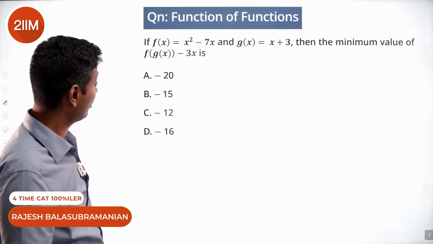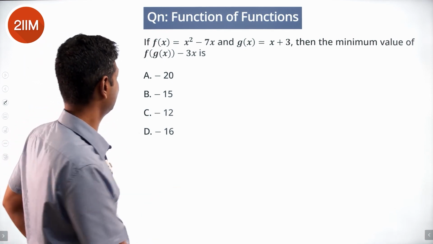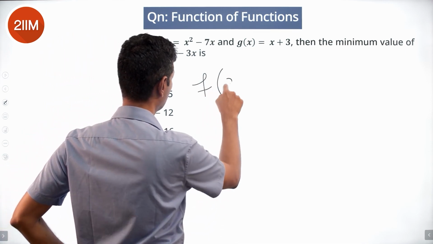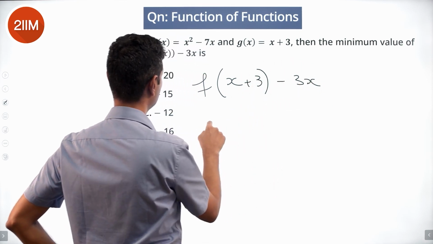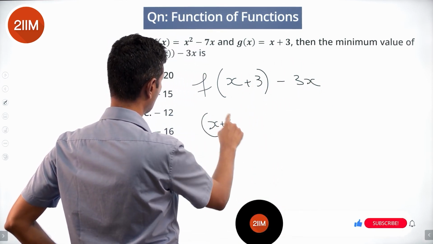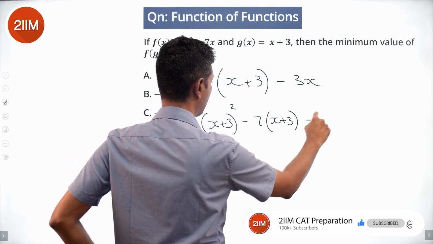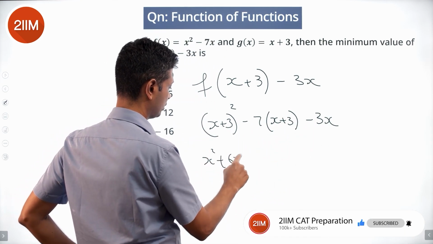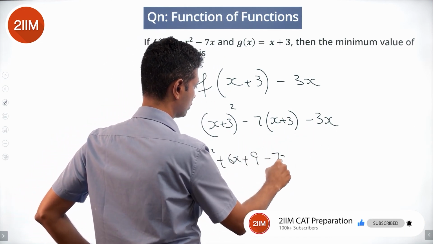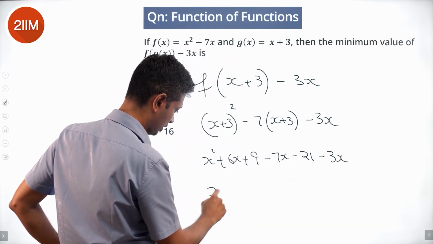F of x is x square minus 7x and g of x is x plus 3. Then the minimum value of f of g of x minus 3x. F of x plus 3 minus 3x. We need to minimize this. This is x plus 3 whole square minus 7 times x plus 3 minus 3x. Let's find this. X square plus 6x plus 9 minus 7x minus 21 minus 3x. This is x square.